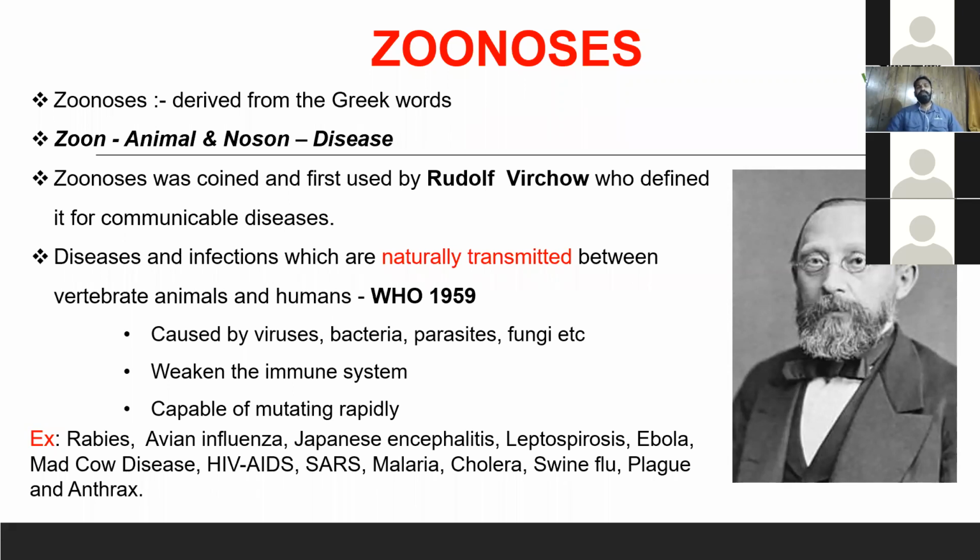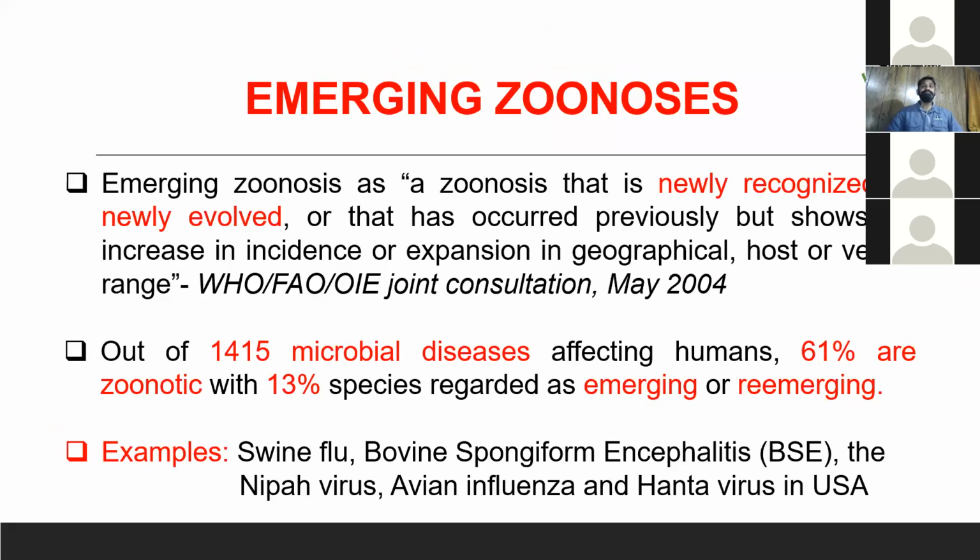Now, we are all aware of how much COVID-19 or SARS-CoV-2 is mutating. And we keep expecting different waves, and we are trying to get over the situation. Some of the zoonotic diseases are very well known to all of us, which are rabies, avian influenza, Japanese encephalitis, leptospirosis, Ebola, mad cow disease, HIV, AIDS, SARS, malaria, cholera, swine flu, plague, and anthrax.